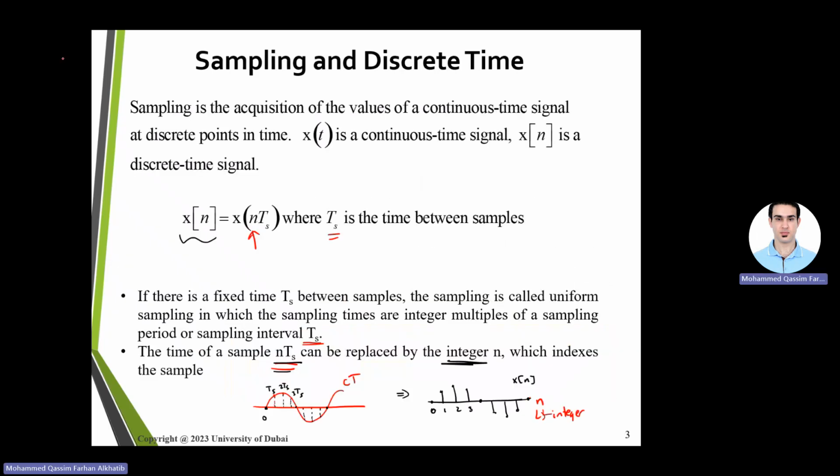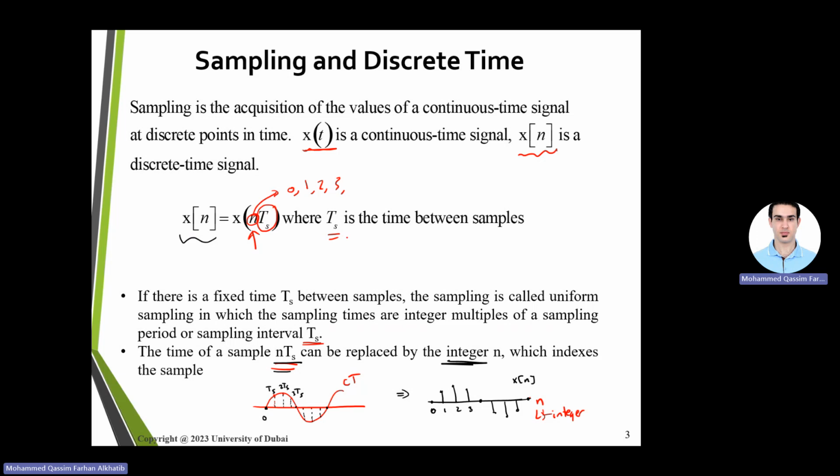All right, so if you remember sampling, I want to reproduce a sequence x of n from a continuous time function x of t, in a way that I will have samples of this continuous function that will result in a discrete function. So n here is the sample index. It's an integer value, 0, 1, 2, 3, and so on. Ts will be a constant given to you. That's what we call the sampling period.